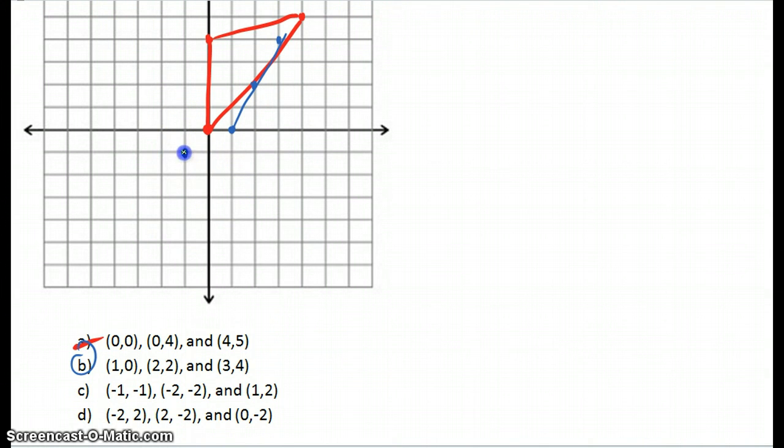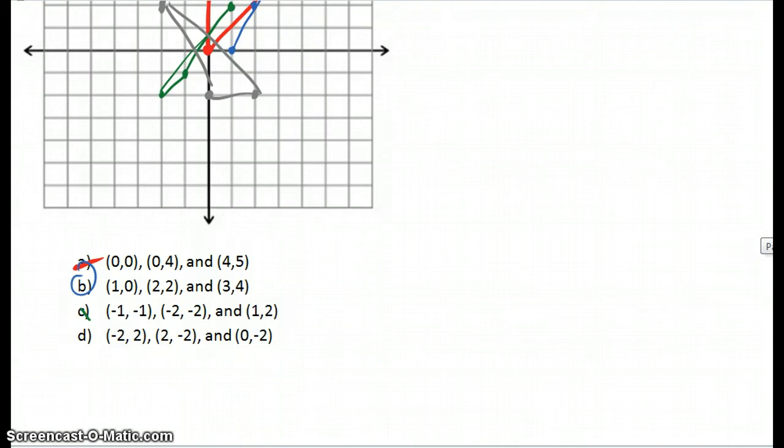So we have -1, -1, -2, -2, and 1, +2. Although it's a really skinny triangle, it is in fact a triangle. And our final one, -2, 2, to -2, and 0, -2. This does, in fact, make a triangle. So the correct answer is B.